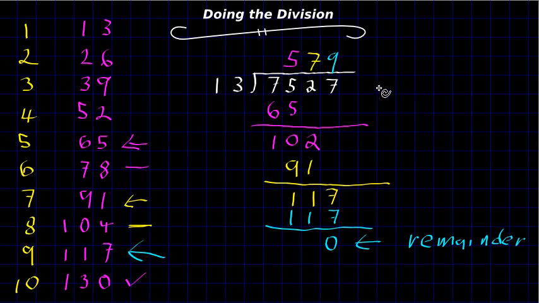We get a 4-digit number. 500 times 13 is going to be about the right answer. So it's all very plausible.